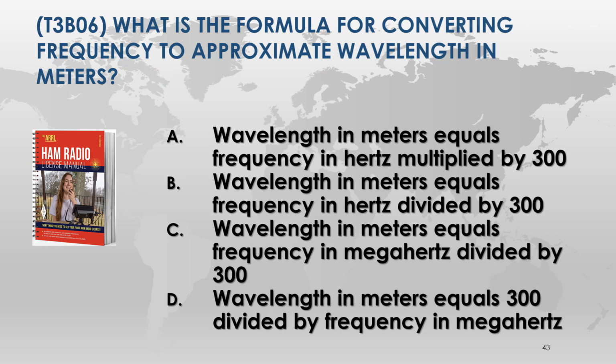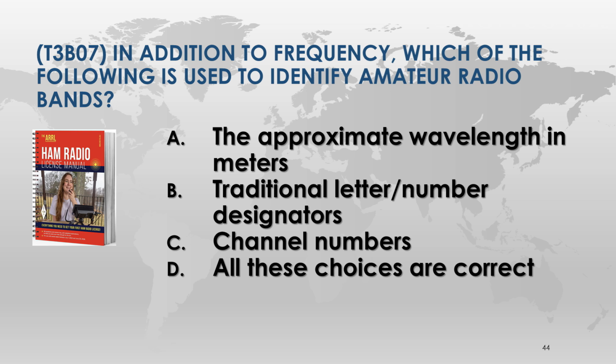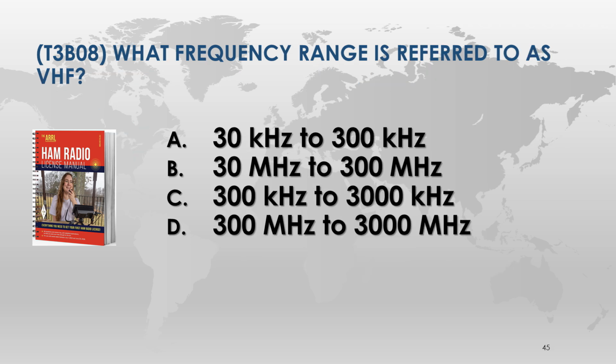What is the formula for converting frequency to approximate wavelength in meters? Dang it, they all got 300 in them. Wavelength in meters equals 300 divided by the frequency in megahertz. Everybody agree? Sure? All right, it is delta. In addition to frequency, which of the following is used to identify amateur radio bands? Alpha. Good job.